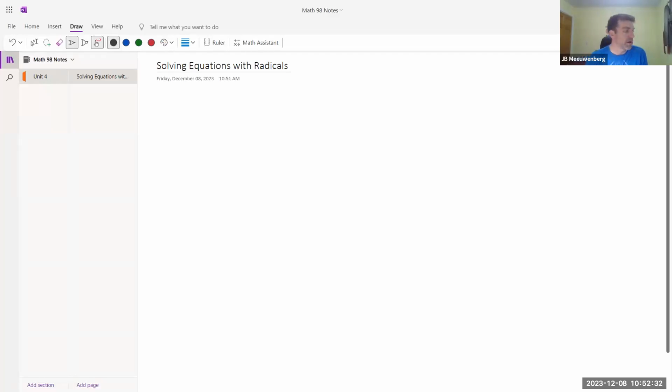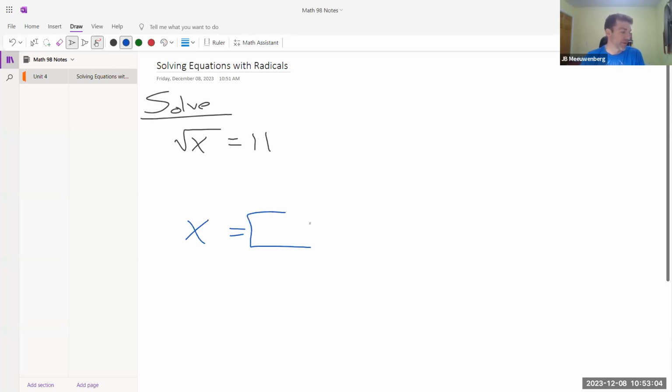We have spent time solving many different types of equations. And now we're going to introduce something new, equations with radicals. So we're going to start simple and solve an equation that looks like this. The square root of x equals 11. We obviously want to get to a place in this equation where we just have x equals something.